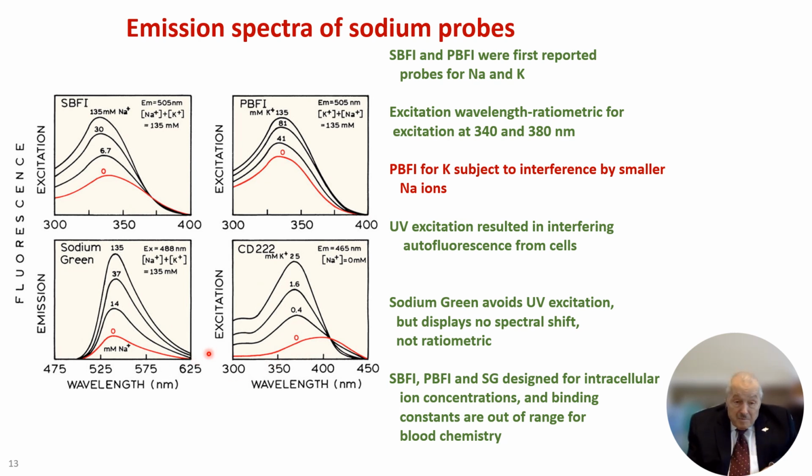The nicest probe is Sodium Green, because it's out in the visible. You excite it in the 480 nanometer range or so, less damaging to cells, and it shows a large increase in fluorescence. Because both forms are fluorescent, it works well as a lifetime probe also. The problem with all of these is that the ranges are outside of the normal range for blood chemistry, but they're inside the range for intracellular chemistry.